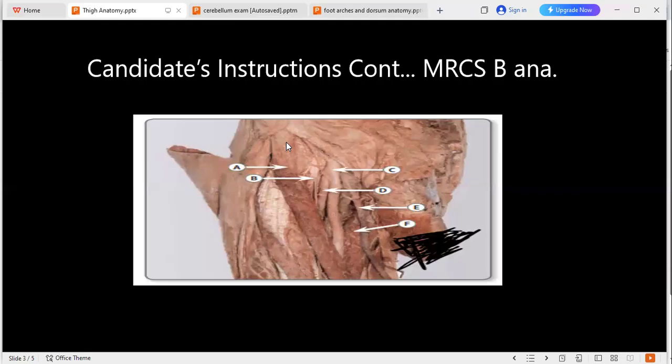So, what are the contents of the femoral canal? Femoral canal has fat and it has the lymph node of Cloquet. Femoral canal, I asked you. Yes, it has the lymph node of Cloquet.